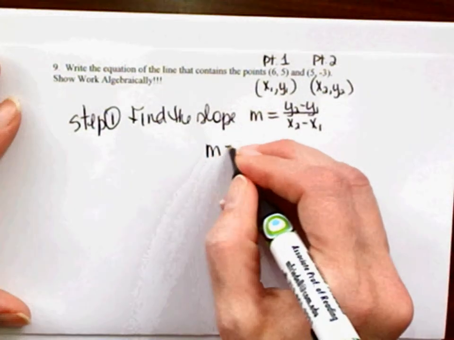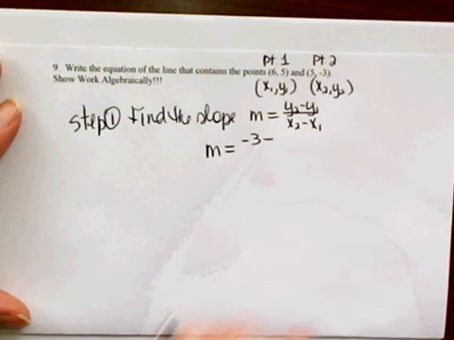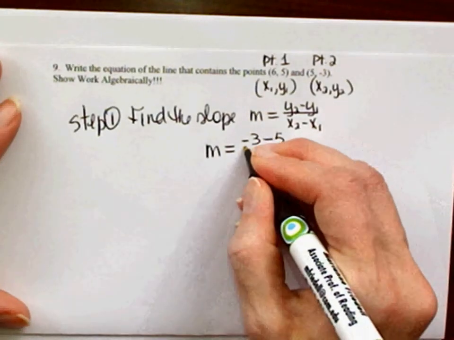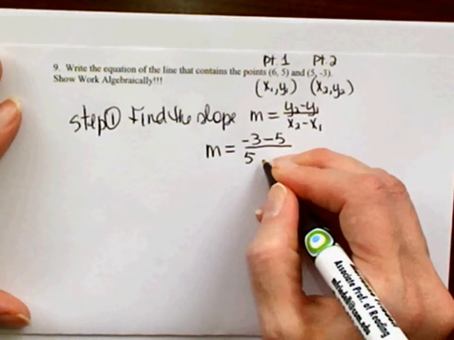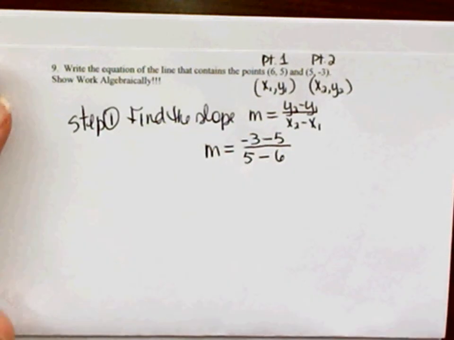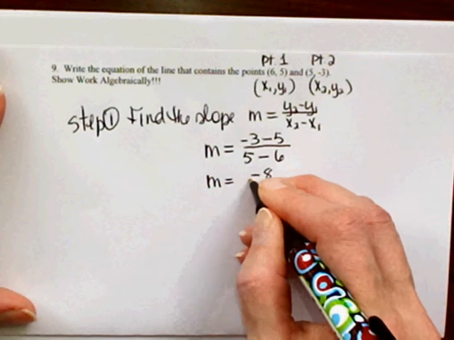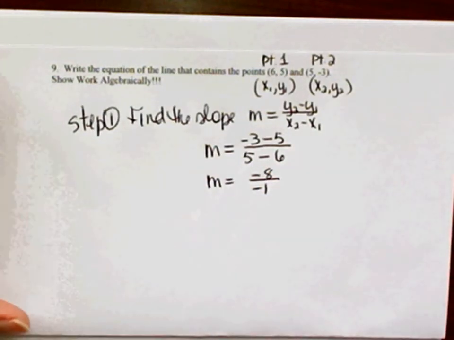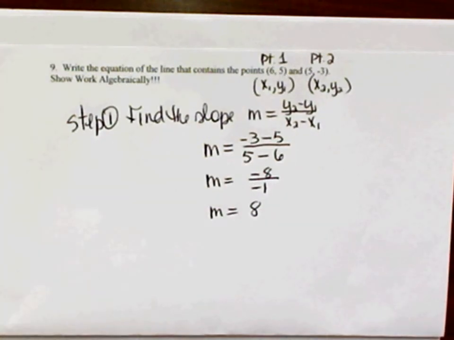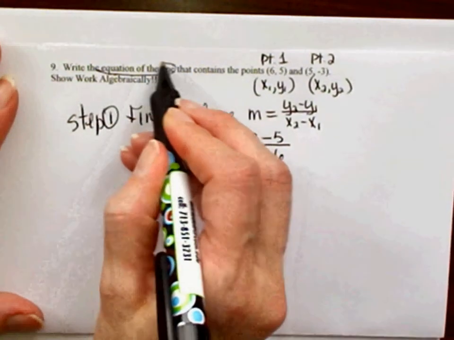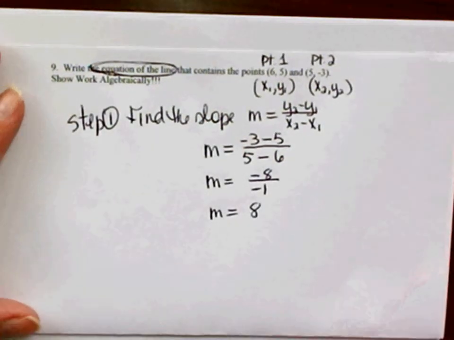Alright, let's keep going. We're going to plug in y sub 2, which is -3, minus 5, over 5 minus 6. So m is going to equal -8 over -1. Have to reduce it down, so m is going to be a positive 8. Now you may be thinking we're finished, but remember they're asking for the equation of the line. So we're not finished. I need to go to step 2.